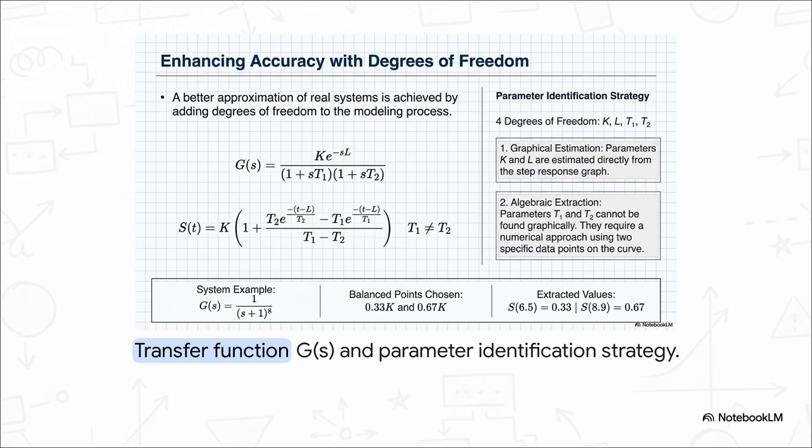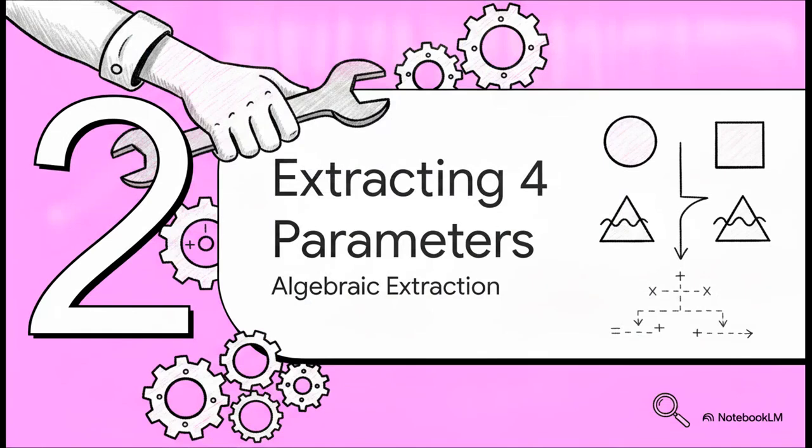The first part is graphical estimation. Believe it or not, parameters K and L can actually be estimated directly by just eyeballing the step response graph. But part 2, algebraic extraction, yeah, that is a bit trickier. Parameters T1 and T2 cannot be eyeballed. You literally can't just find them on a graph. They demand a highly specific numerical approach using 2 precise data points from our curve. Which brings us to Section 2, Extracting 4 parameters.